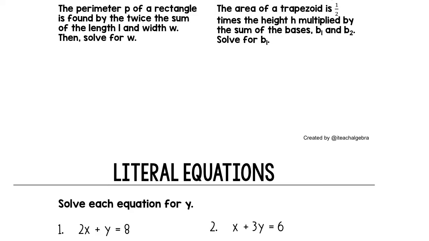The perimeter P of a rectangle is found by twice the sum of the length L and width W. So let's write this equation as we read it. The perimeter P of a rectangle, "is" always tells us to put an equal sign. Twice the sum, so that means we're going to have parentheses with a plus in the middle, of the length and the width. Now we have to solve for W.